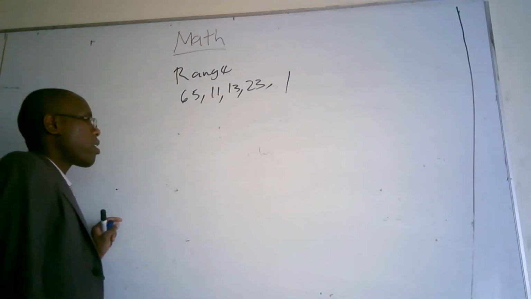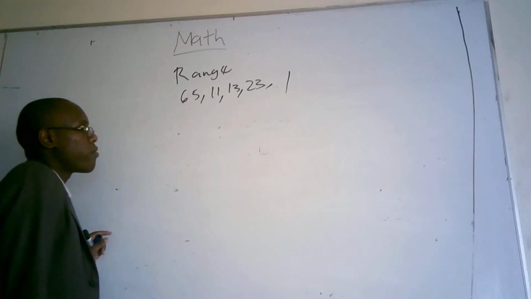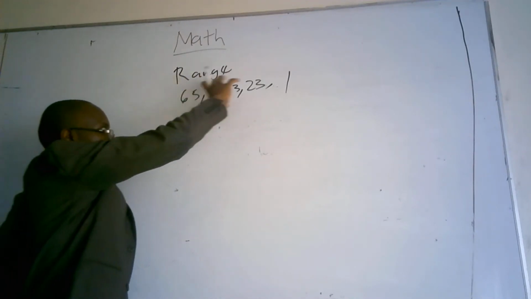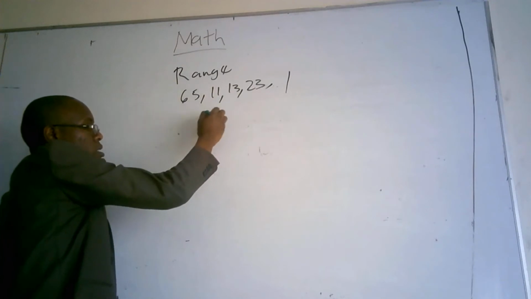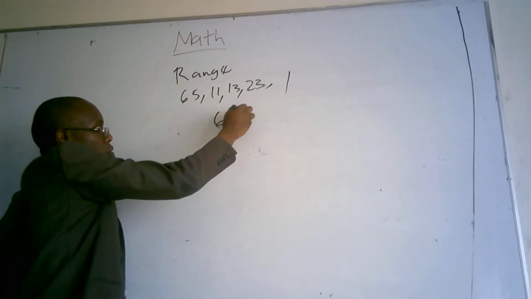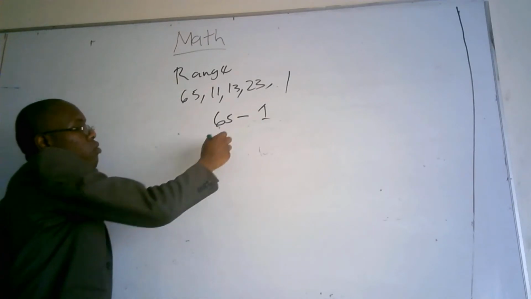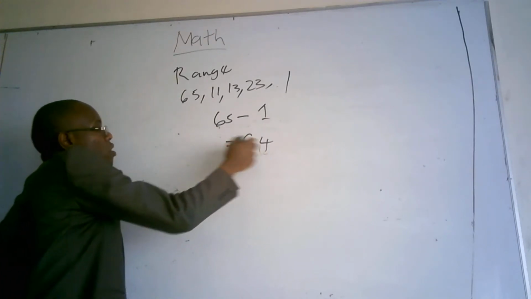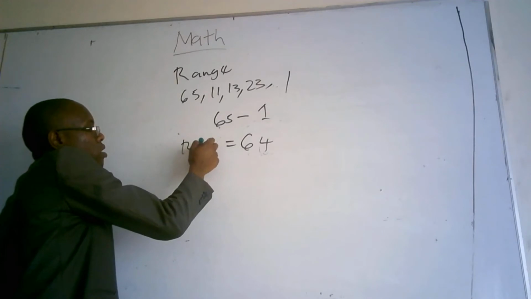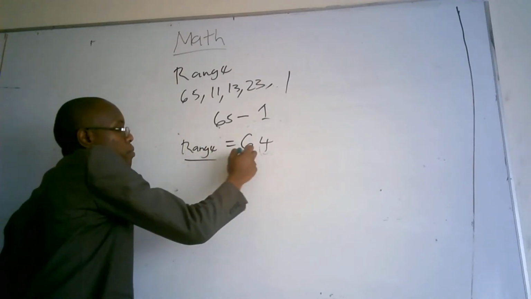You take the highest data value, and in this scenario, the highest data value from this data set is 65, and then you subtract 1, which is the lowest data value, and you get your answer to be 64, which is your range. So that's how you compute the range.